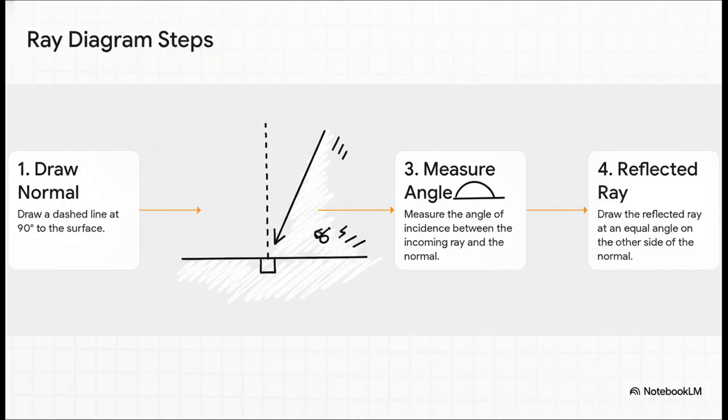First, you just imagine a line drawn at a perfect 90-degree angle from the surface. Physicists call this the normal. Then, you just measure the angle of the incoming ray to that line and draw the reflected ray at the exact same angle on the other side. That's it. Simple as that.